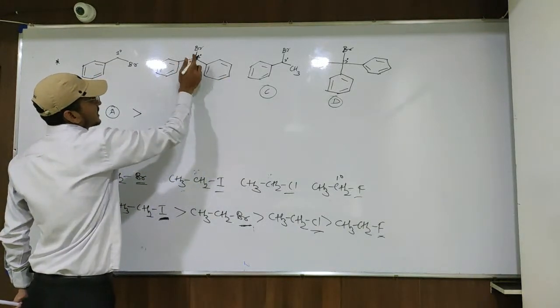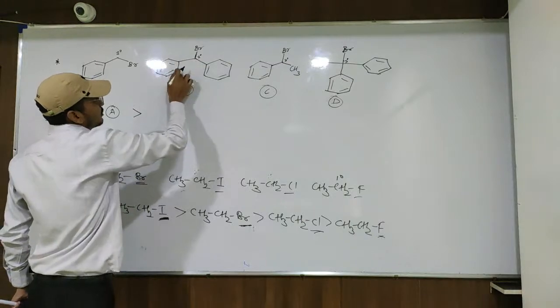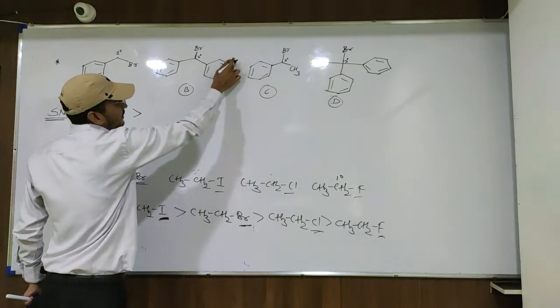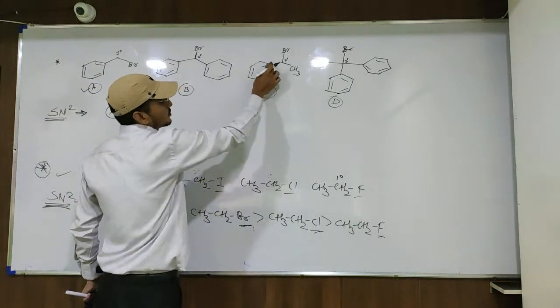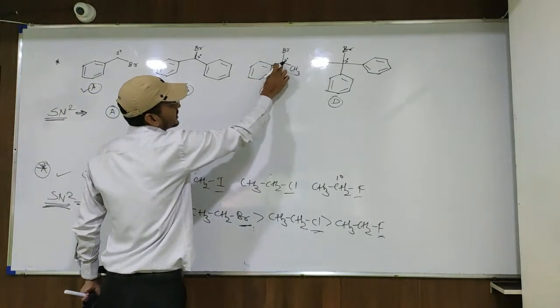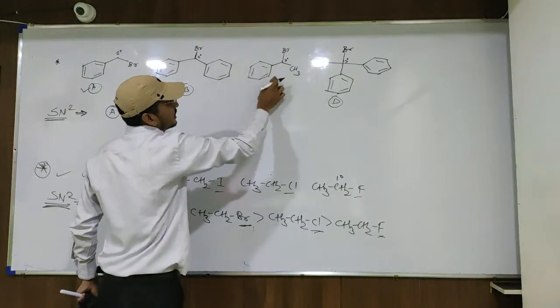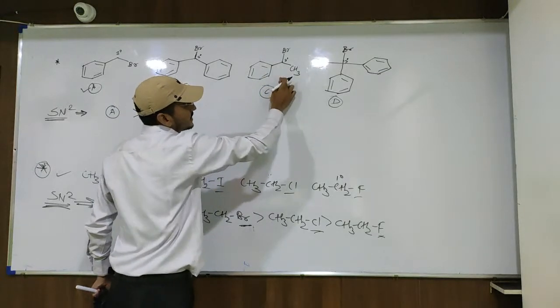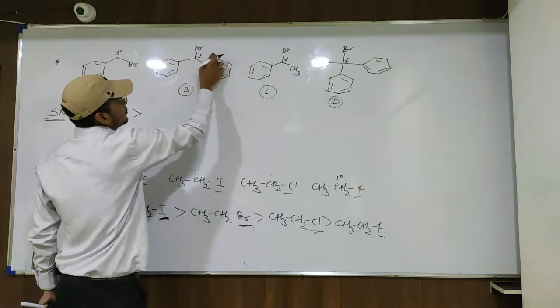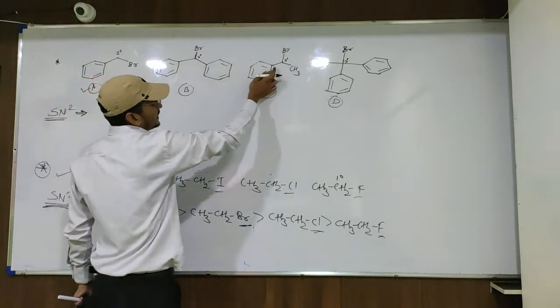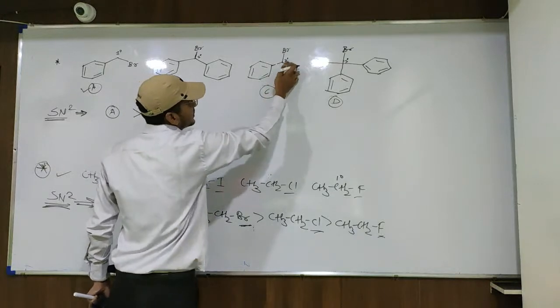In B, this carbon is primary, so it is attached with one phenyl and another phenyl. But in C, it is a secondary carbon attached with one phenyl and another, here, one CH3. So what is the difference between these two? Here there are two bulky phenyl groups, but here only one phenyl group and one CH3.